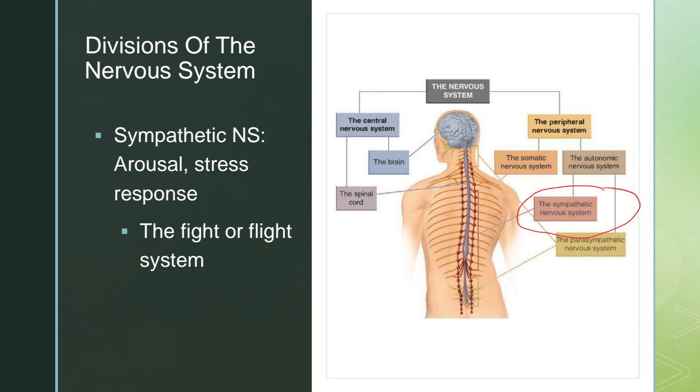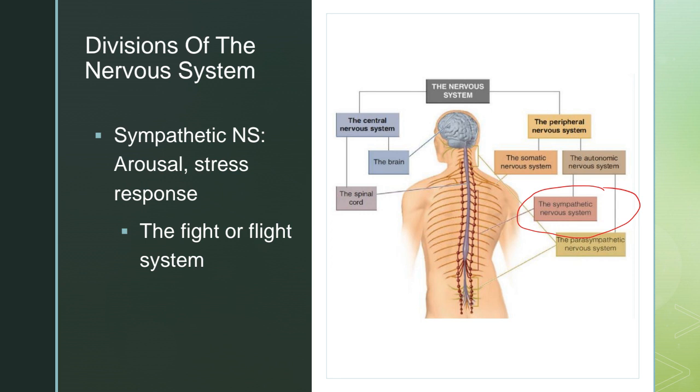is involved in the stress response. So this is that fight or flight system that you may have heard about in your intro class. So this is controlled by the sympathetic nervous system. So it's involved in arousal and the stress response. So when we are faced with a threat, the sympathetic nervous system is kind of like the get up and go system. It manages arousal, and it helps our body cope with emergencies by preparing the body for action.